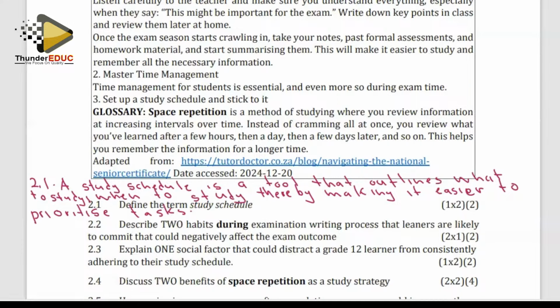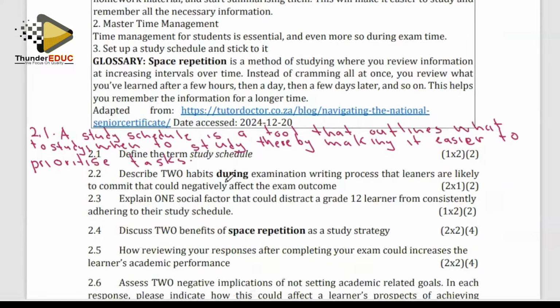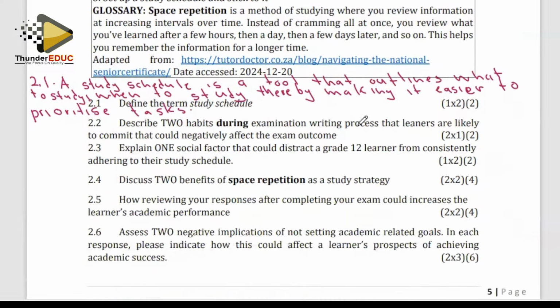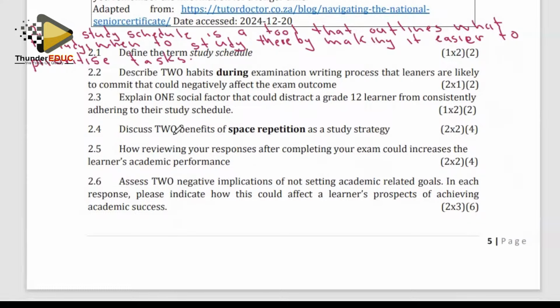Then moving on to the next question, 2.2. Describe 2 habits during the examination writing process that learners are likely to commit that could negatively affect the examination outcome. So this one, I would write it below. So some of the habits which learners engage in, which are likely to have a negative impact on their examination outcome. So I would start with the first habit, skipping questions.